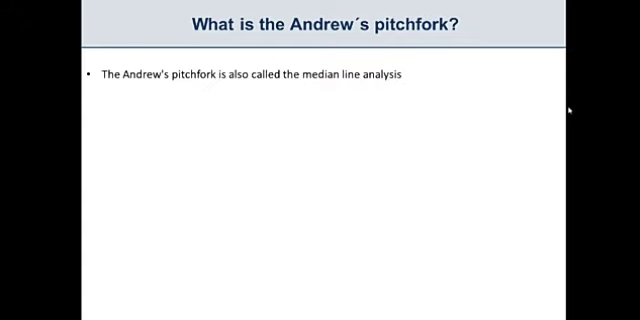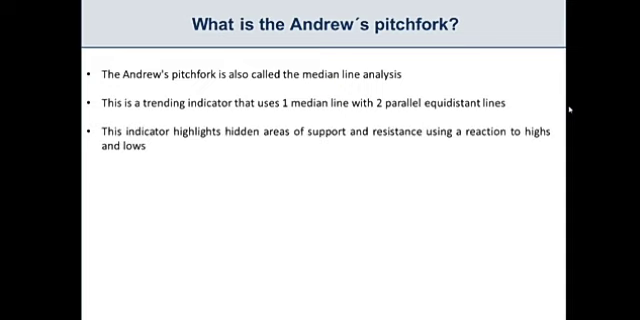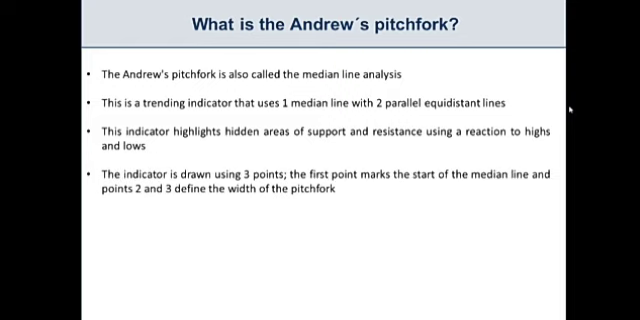The Andrews pitchfork is also called the median line analysis. This is a trending indicator that uses one median line with two parallel equidistant lines. This indicator highlights hidden areas of support and resistance using a reaction to highs and lows. The indicator is drawn using 3 points. The first point marks the start of the median line, and points 2 and 3 define the width of the pitchfork. The first point also defines the slope of the pitchfork.